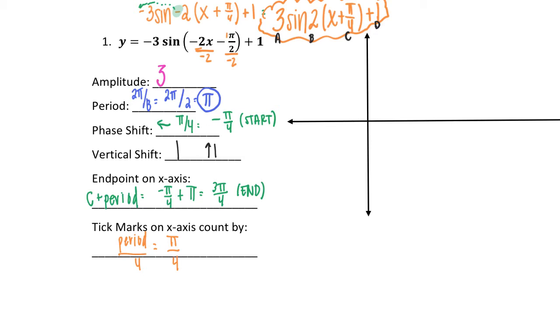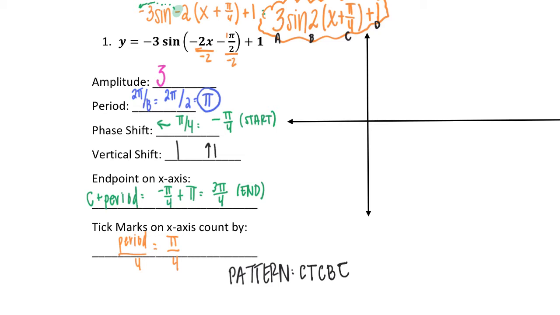The last thing I want you to include on there is what the pattern is going to be according to the sine or cosine curve. Since this is a sine curve and it's a positive amplitude, we're going to start at the center, go to the top, back to the center, down to the bottom, and back to the center.